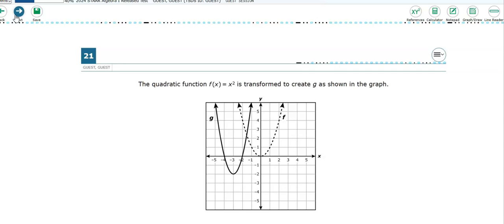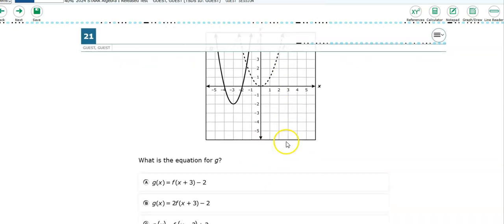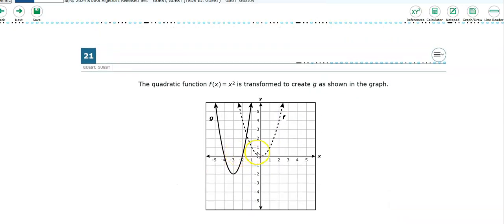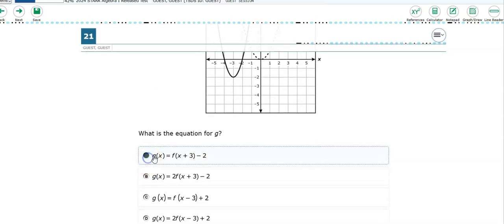All right, so quadratic function f of x equals x squared is transformed to create g as shown below. Okay, so what happened? It went down and it went left. Which of the equations is that? First, the down part would be -2, so that's a -2 outside of the whole function. The left would not be -3. The left would actually be +3, and that'd be +3 inside of the function. Okay, so that's why A is the answer, because the -2 makes it go down. The +3 made it go left.